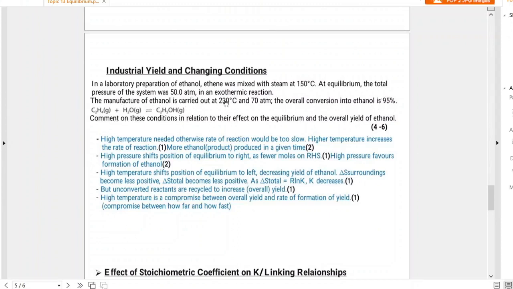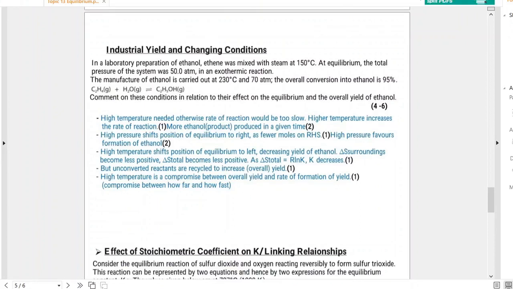So increasing the temperature for an exothermic reaction must shift the position of equilibrium to this side. But still we have a yield this high. This is quite thought requiring. And increasing the pressure must shift the position of equilibrium to this side, so it supports the yield. That is all right. So comment on these conditions in relation to their effect on the equilibrium. So what are the focal points? We have to comment on the effect on equilibrium, 1 point, and the overall yield of ethanol, 2 points, 6 marks. Better note.